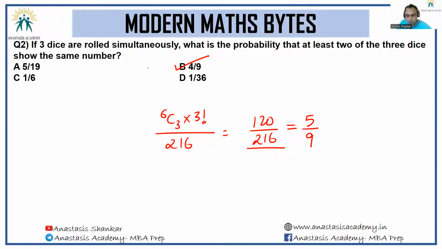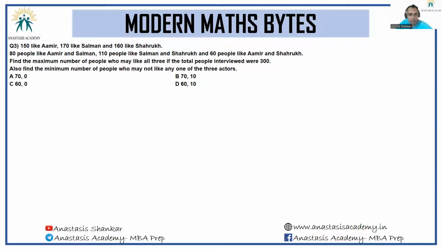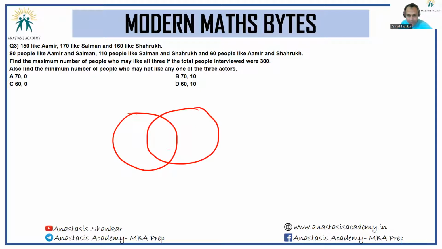Okay, next. 150 like Aamir, 170 like Salman, and 160 like Shahrukh. Then I have pairs of people. Find the maximum number of people who may like all 3 if the total people interviewed were 300. Also find the minimum number of people who may not like any of the 3 actors. Okay. So first thing, this is a maxima minima case. Let's make a huge Venn diagram.